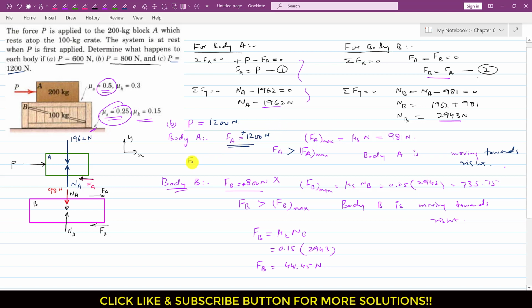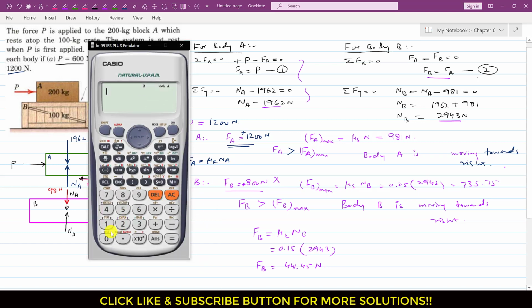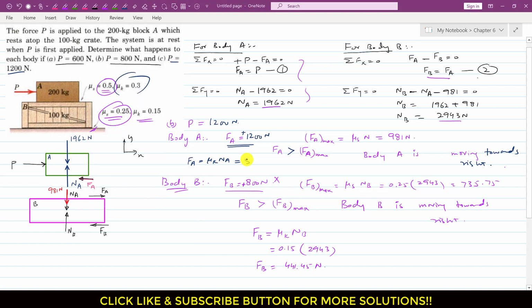So then FA will be equal to mu K N A, right? And mu K for body A is 0.3. So now we will write that this is 0.3 times N A, which is 1962. So this is 588.6. So now FA is 588.6 Newtons. So when P is equal to 1200 Newton, body A is moving towards right, and the friction between body A and crate B is 588.6, right?